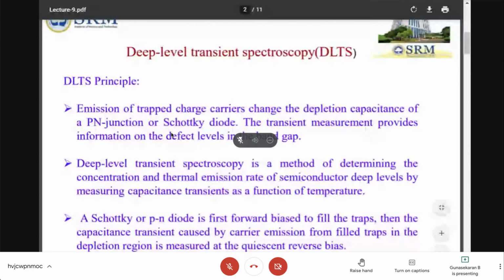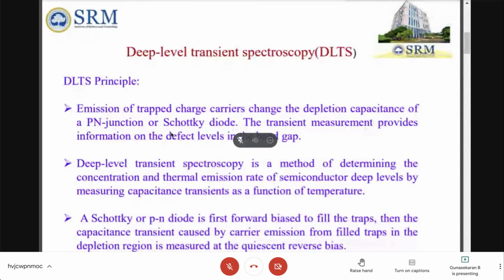See, the forward bias is to fill the traps, then the capacitance transient is caused by the carrier emission from the filled traps when the diode is connected in reverse bias. Can you understand this concept clearly? Please. Yes, sir. Definitely the defects are there, there is no doubt. So how are the trapping levels filled? By using the forward bias, and the charge carriers come out of the trapped levels at the reverse bias. So how do the forward and reverse bias take place? Simply you vary the input voltage.